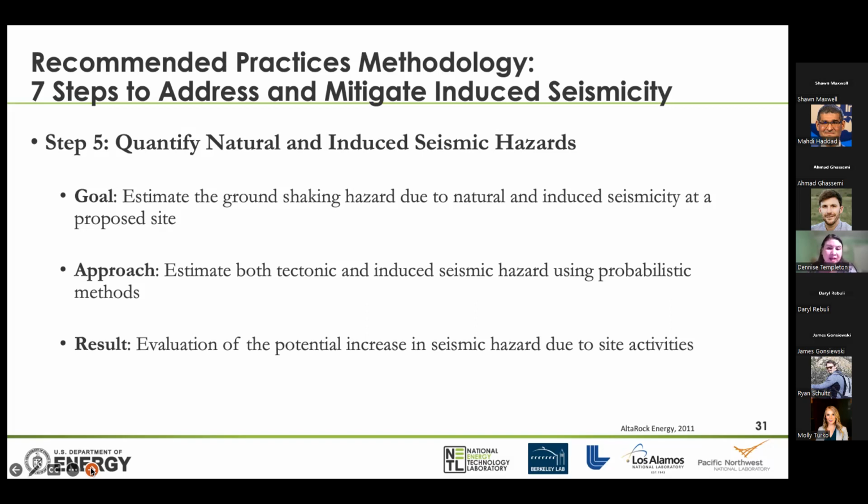We also want to look at, obviously, the induced seismic hazard, but we also want to be able to compare different seismic hazards. The stakeholders on the ground, the local communities, have already essentially accepted the tectonic hazards at their site. And how does that compare? Is it greater or less than the new induced seismicity hazards, for instance? So the result here is an evaluation of the potential increase in the seismic hazards due to the site activities.